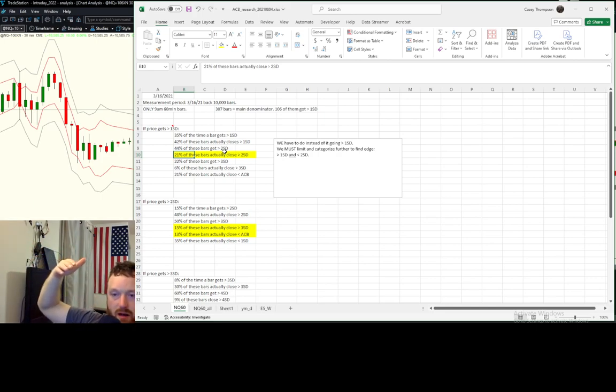They go up to 1 standard deviation, but they're not going to close less than 2. So you can start shorting. They're not going to close greater than 2. Excuse me. About 20% of these bars actually get to 3 standard deviations. And then it tails off.